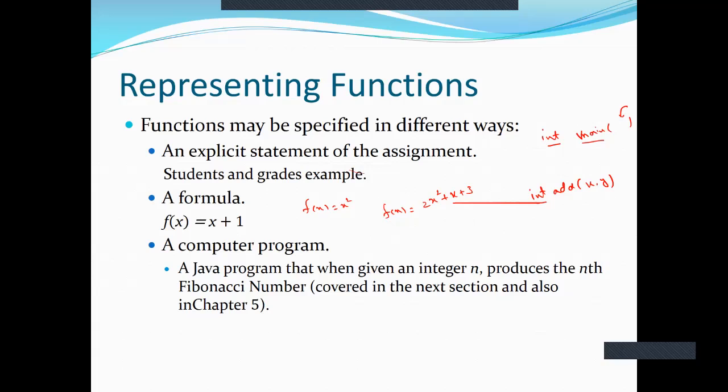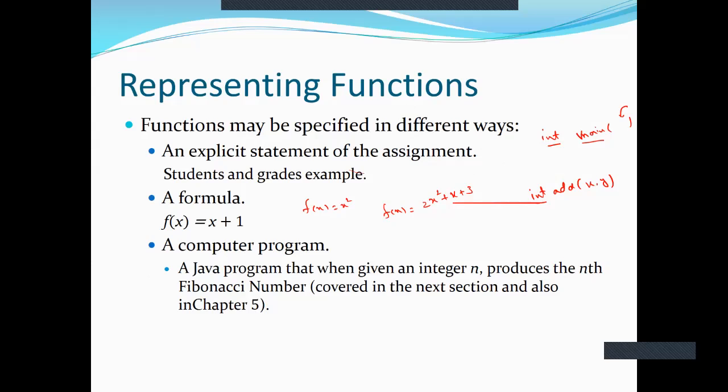So one more example written here is a Java program that, when given an integer n, produces the nth Fibonacci number. So what are the Fibonacci numbers? You might be familiar with this. If not, just wait, we will be discussing the Fibonacci numbers in detail in the upcoming chapters. But so far the Fibonacci numbers are very interesting. They have wide applications in nature, wide applications in computer science.